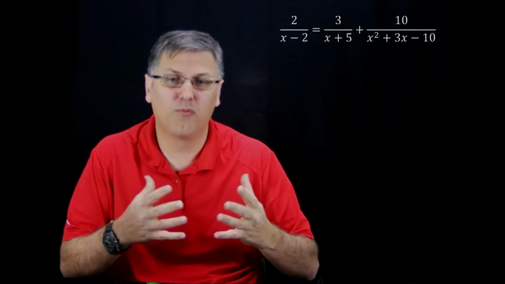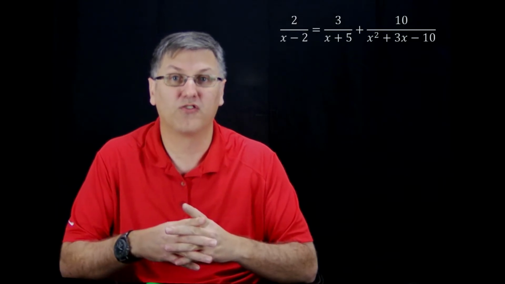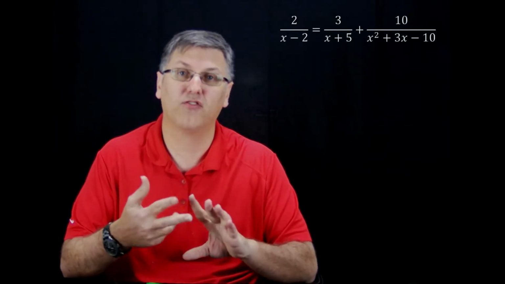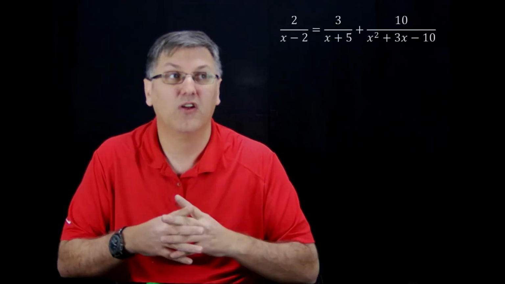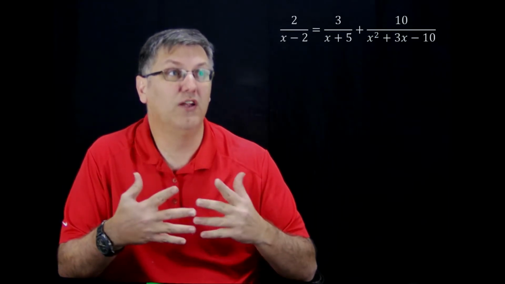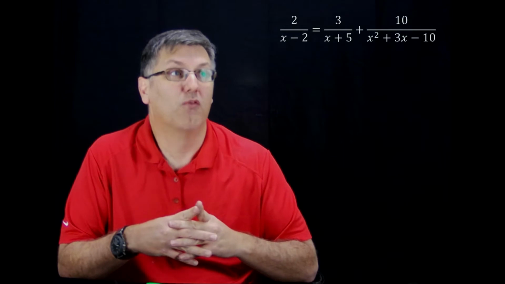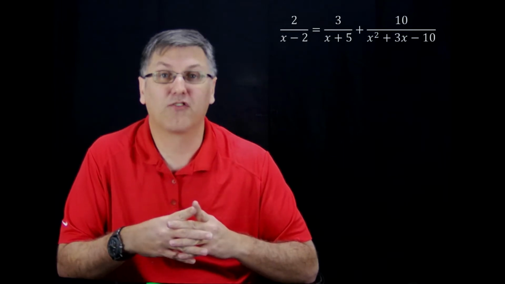Okay, so now I'm going to go ahead and work a problem where we're actually going to solve a rational function. So instead of just doing what we've been doing, adding, subtracting, multiplying, dividing, and simplifying, we're now going to solve for x. I have a fairly straightforward problem here, which is 2 divided by x minus 2 equals 3 over x plus 5 plus 10 over x squared plus 3x minus 10.